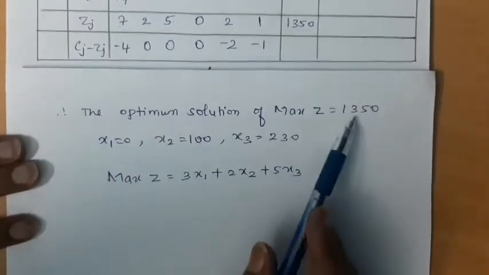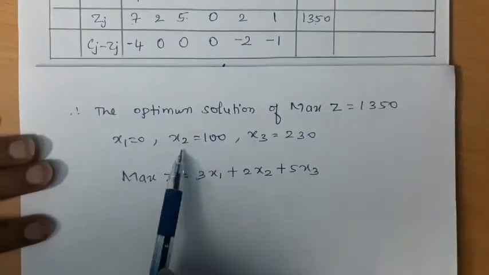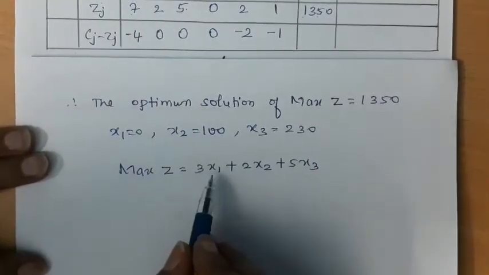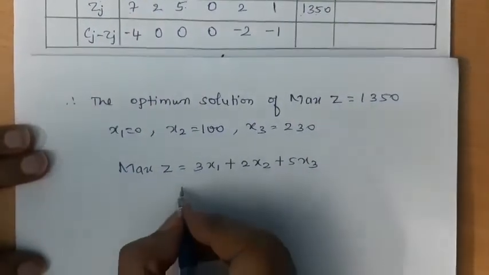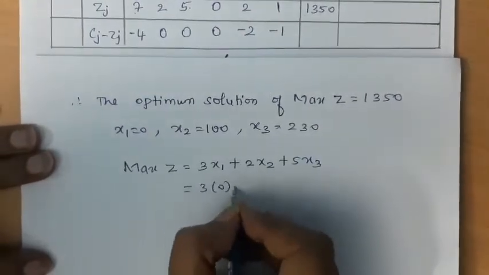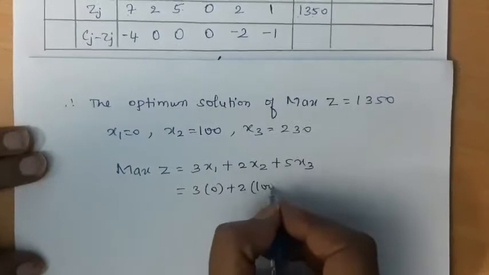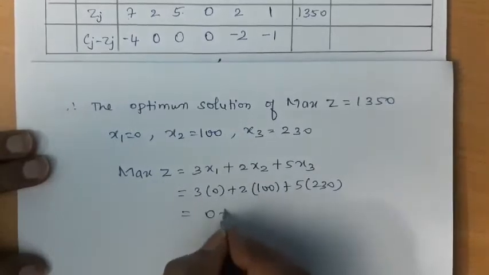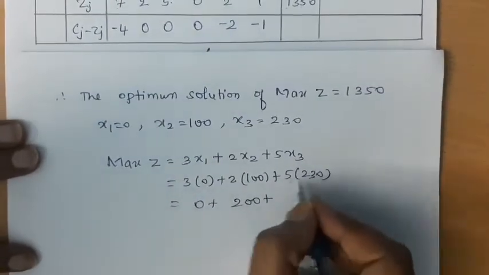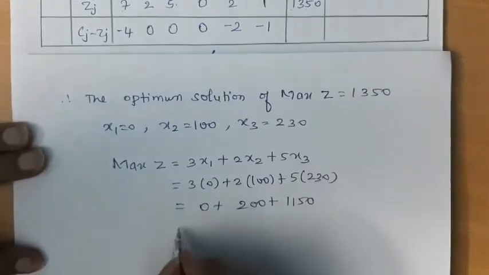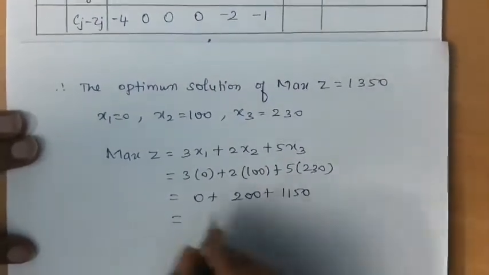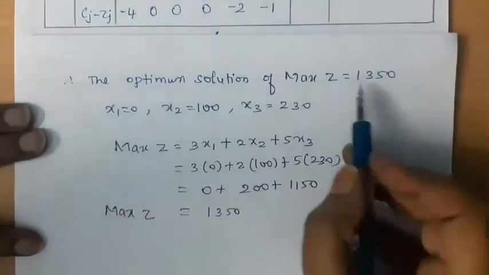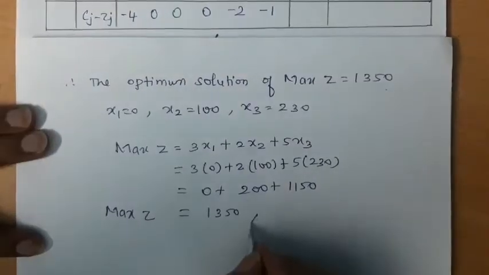To verify our optimum solution, we need to substitute the x1, x2, x3 values in the objective function. So our objective function is max z is equal to 3x1 plus 2x2 plus 5x3. So let us substitute 3 into x1 is 0, plus 2 into x2 is 100, plus 5 into x3 is 230. So 3 into 0 is 0, 2 into 100 is 200, plus 5 into 230 is 1150. So that is equal to 200 plus 1150 is 1350. So this is our max z value. The same value we got in our optimum solution also. So the answer is correct.